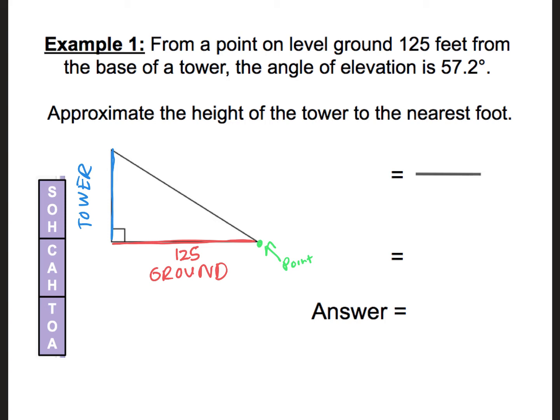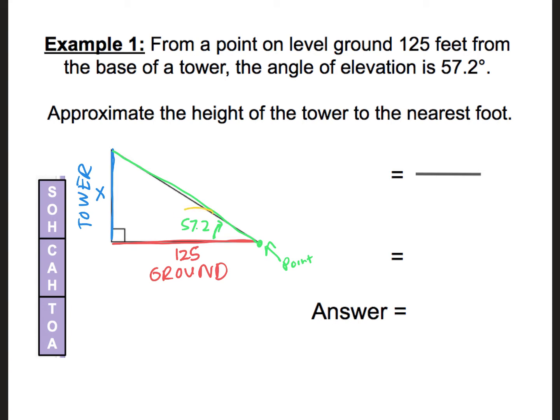The angle of elevation is 57.2 degrees. So I have this line here from my point to the top of the tower. The angle in between my red and my green line is going to be my angle of elevation. It's 57.2. And then we need to approximate the height of the tower. So if I'm trying to figure out how long that blue line is, I'm going to put X there. From here, we're just using our trig from before spring break.